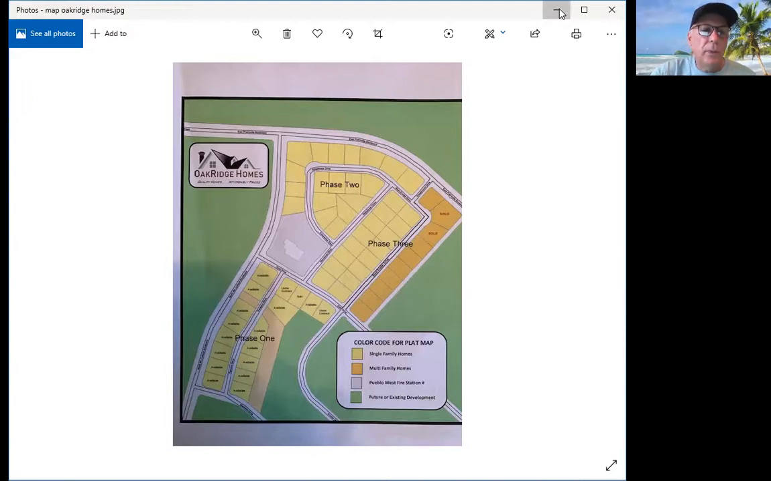Another thing that would be required at this stage would be the soil types and whether or not the soils that you're on would be conducive to a subdivision, and whether or not you consulted the local agency for that.